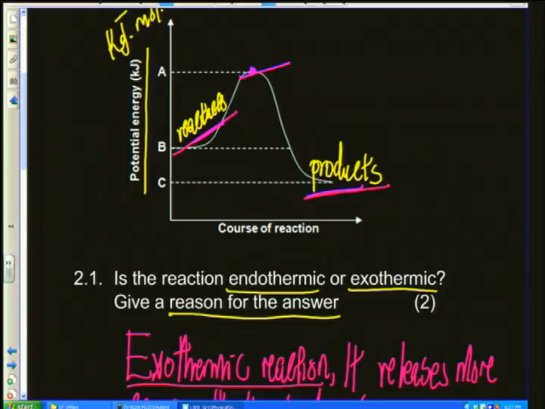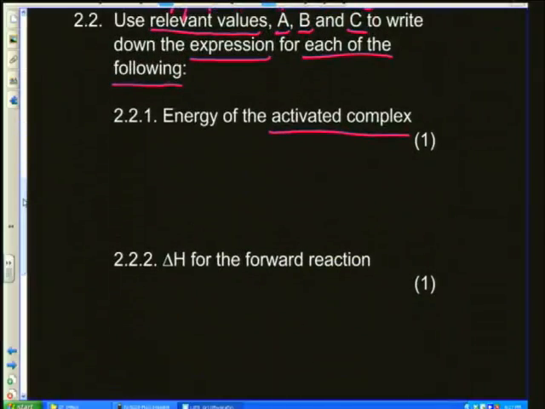So which letter are we going to use? We're going to use A, isn't it? Yes, that's A. They said we should use A, B, and C, so we can use A. So we say that's A, the energy of the activated complex. Yes, that's A, and they gave you 1 mark for that.